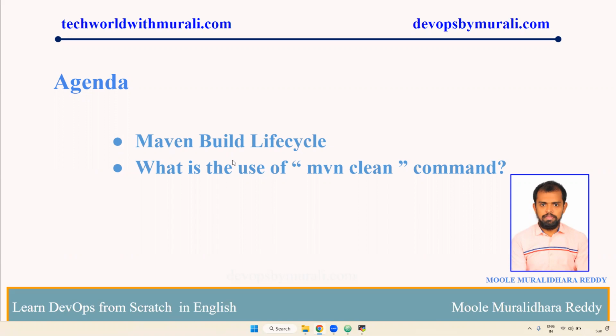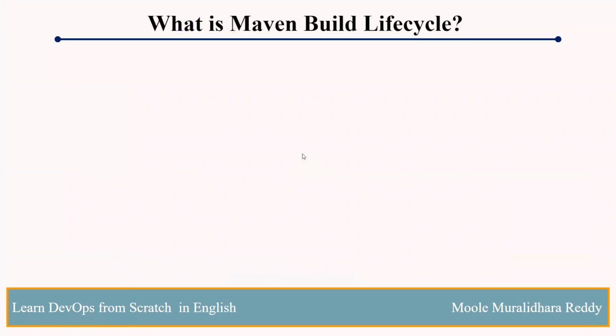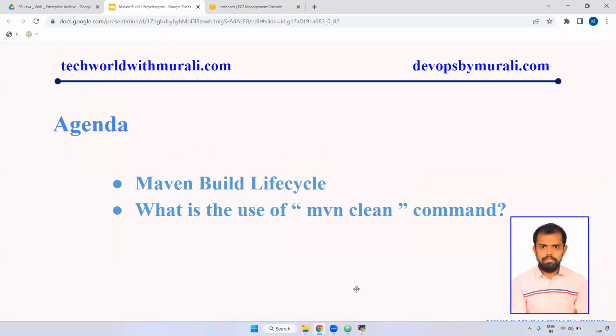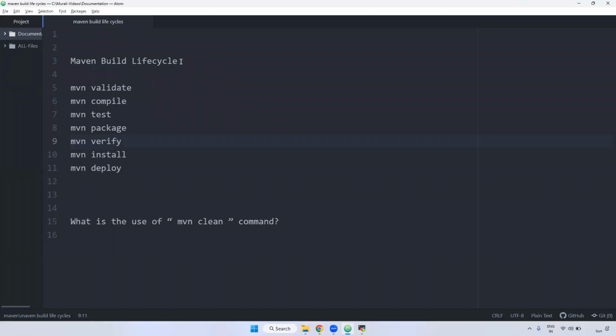In this video, we are going to discuss Maven build life cycles and also MVN clean command use cases. Okay, let's see the demo. What are the main uses of Maven build life cycles? If you have a project that you have written, and you want to convert that Java-based application to generate a jar file, we require commands to execute and generate that particular jar file.